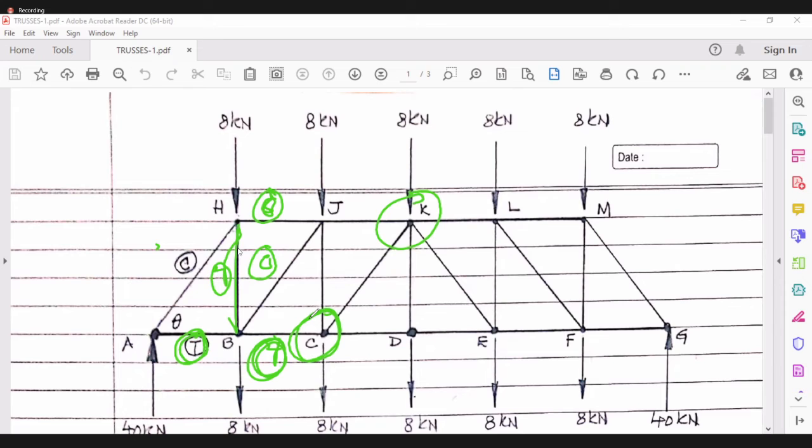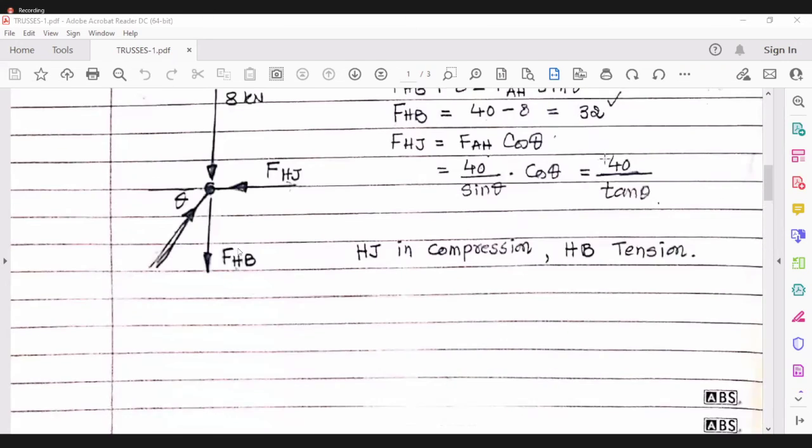Which joint shall we go to? Sir, C. Okay, good. Thank you, Cadet. When somebody replies, I feel very happy.